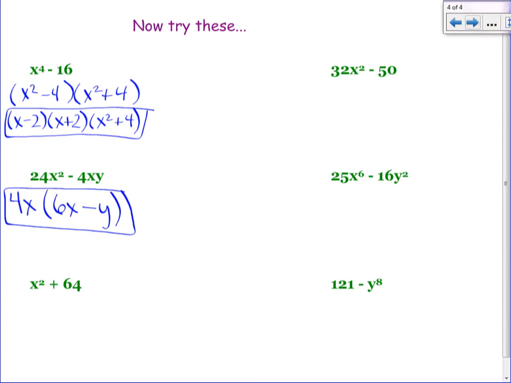This one. X plus 8. Oh, can we factor this one? No. Why can't we factor it? Because there's a plus. This doesn't fit the exact description of a difference of two squares. This is the sum of two squares. So you can say not factorable, or shorter than that is just writing prime. You can't factor it.